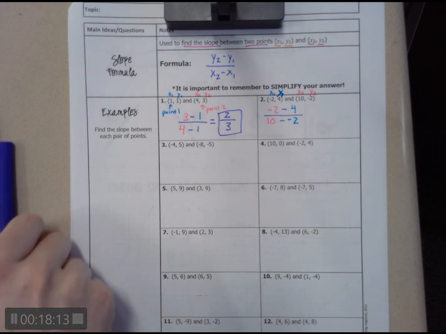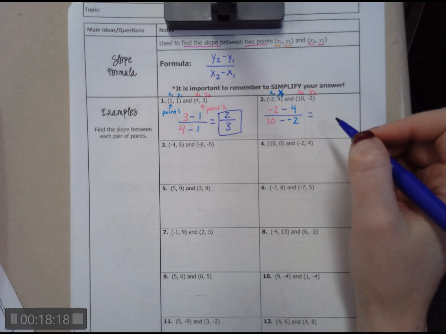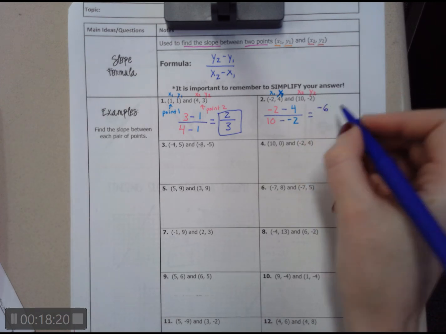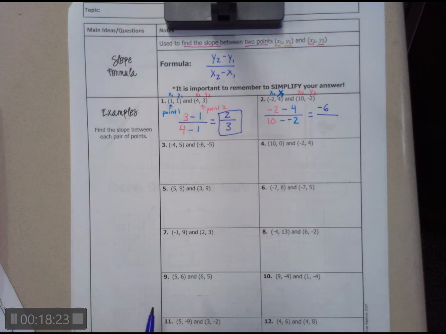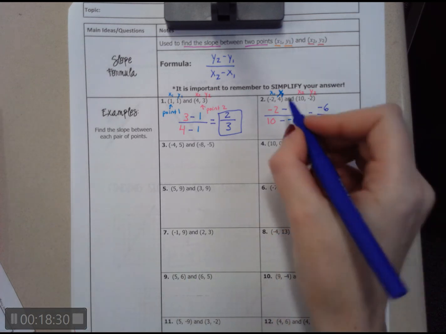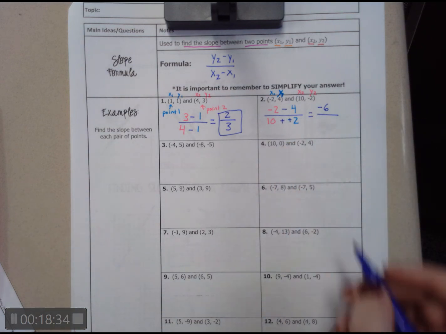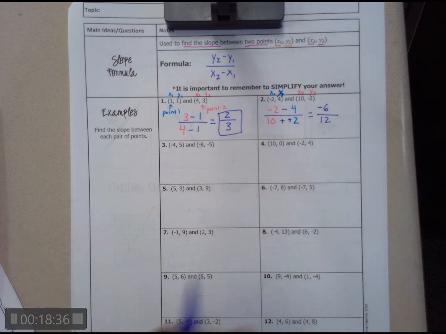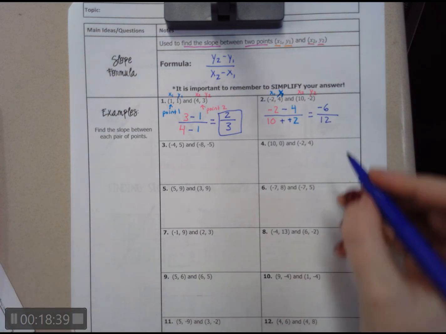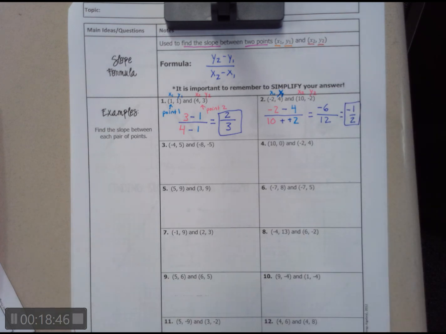Okay? And now we're going to simplify. So negative 2 minus 4 is going to give us negative 6. Okay? And for 10 minus negative 2, if you remember, when we have a negative and a negative, it makes it positive. So now it's actually going to be 10 plus 2, which is going to give us 12. And remember, we have to simplify it. So it will simplify down to 1/2. Okay?